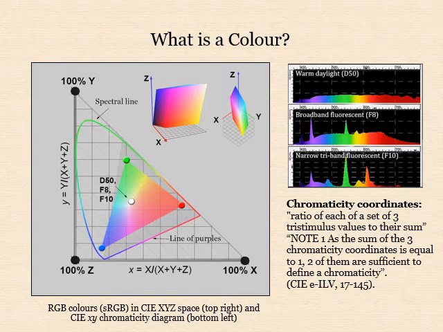Each point on the XY diagram represents a particular ratio of the X, Y, and Z tristimulus values and specifies a particular balance of long, medium, and short wavelength components as perceived by the standard human observer. Lights having the same X, Y, Z values would match exactly to this observer, although the perceived colour of these matching or metameric lights would vary depending on factors including the surrounding areas.